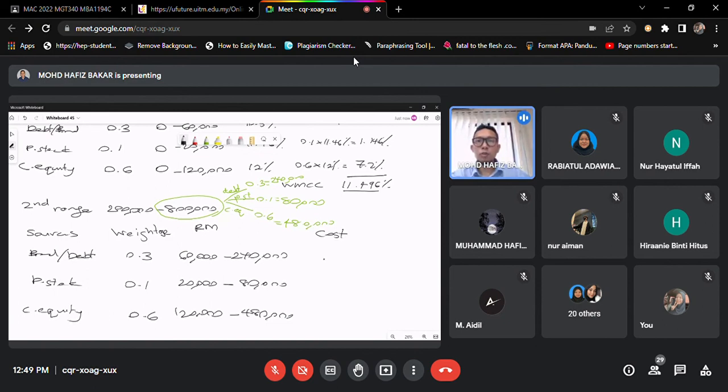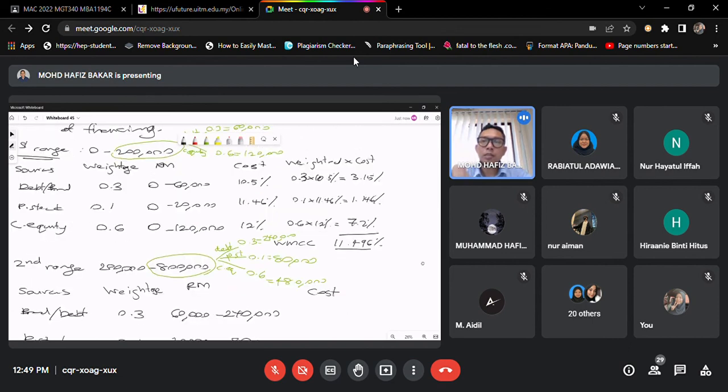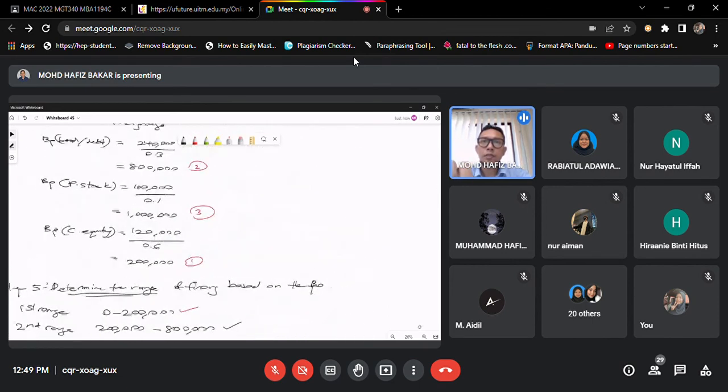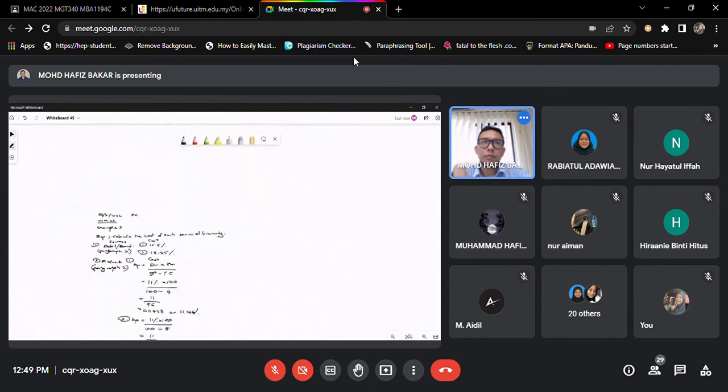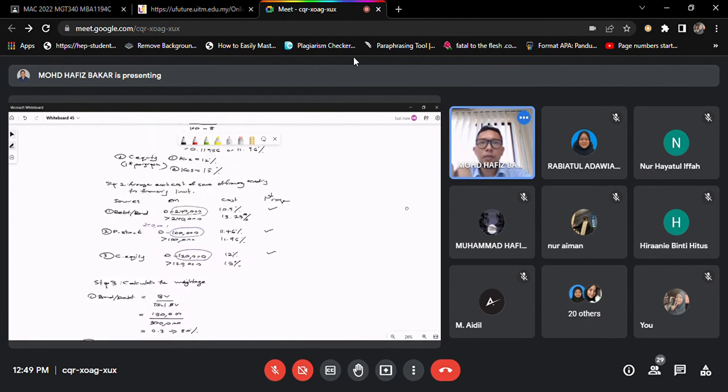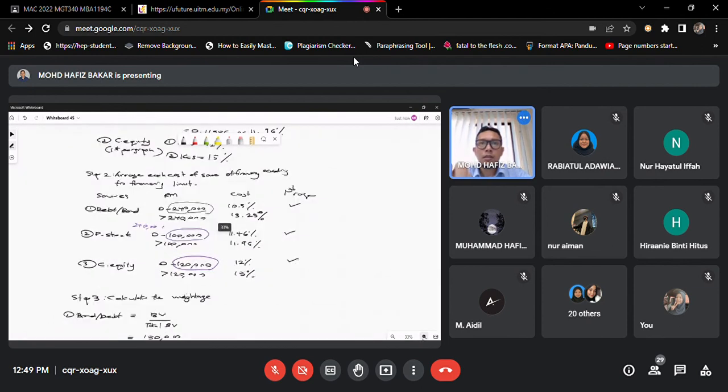Okay, how to get the cost from step number 2, table number 2. At table number 2, at step number 2, you need to identify. For example, the bond or debt just now, 60,000 to 240,000. I think this is still under the first cost, right? Under the first range. Okay, step number 2, 60 to 240, right? So they are still within this range.